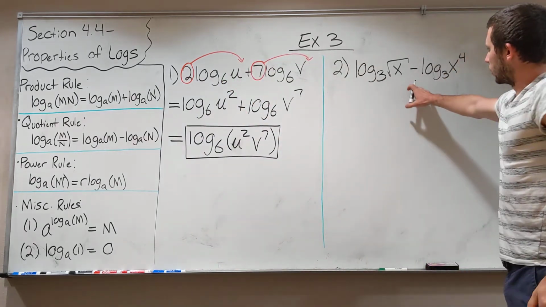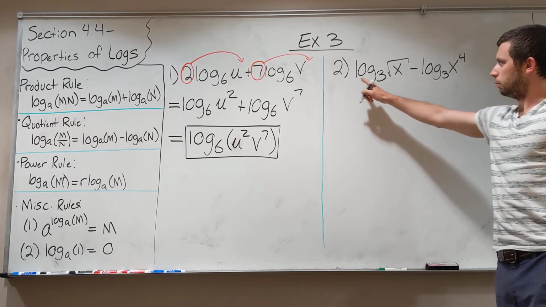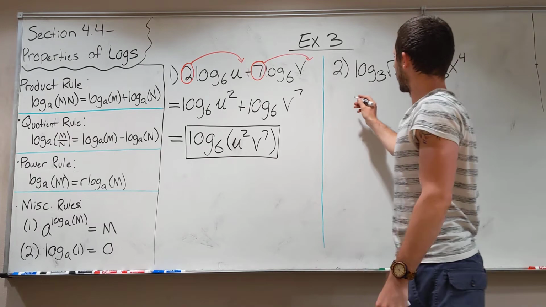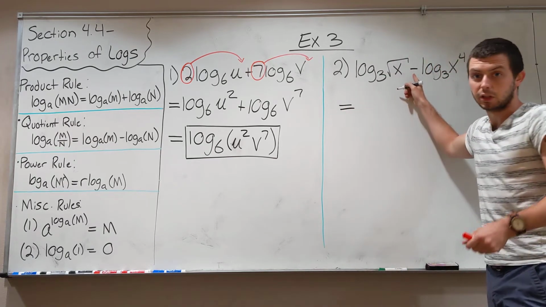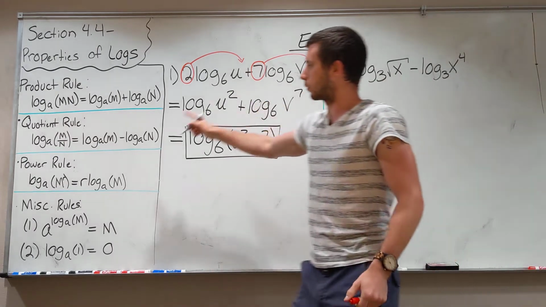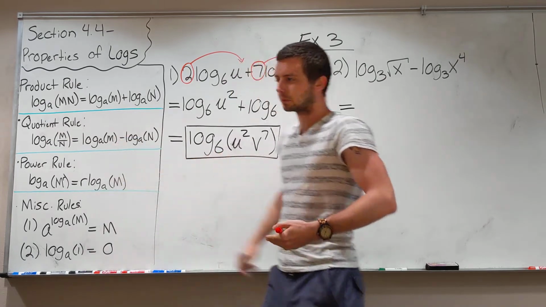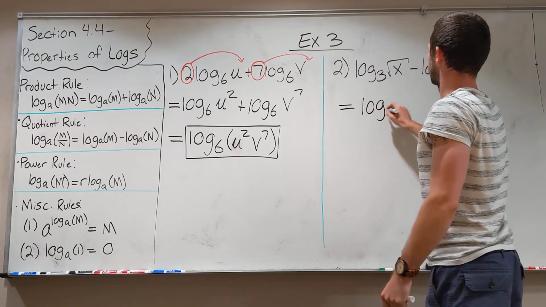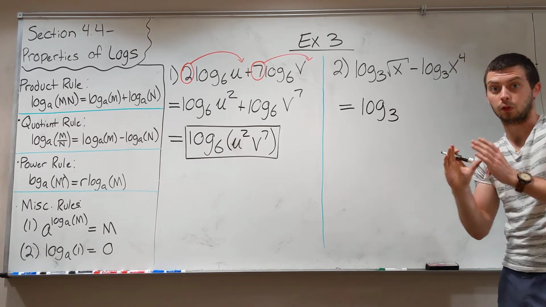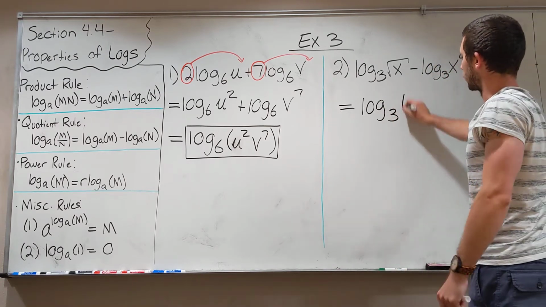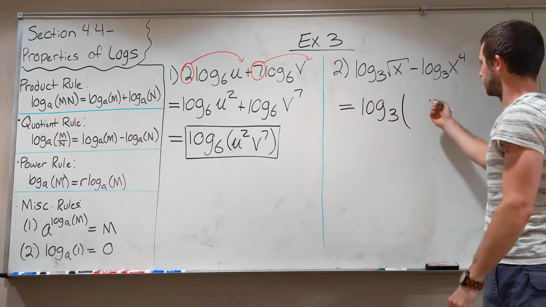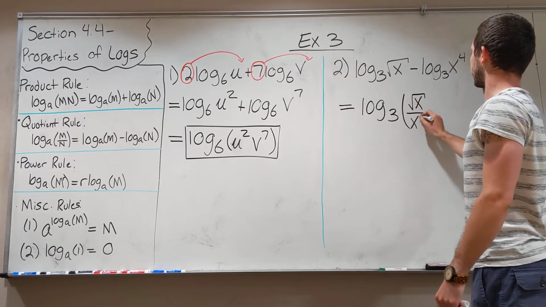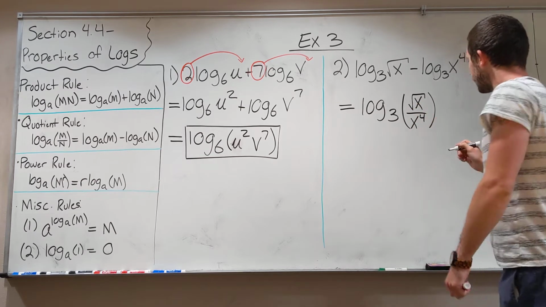So we go ahead and look at this, and well, there's no numbers in the front, so we can go ahead and use the quotient rule. That's what the minus represents here. So the minus rule, or the quotient rule, tells us we can combine these as one logarithm, and that logarithm will now be evaluating a fraction where the square root of x will be in the numerator and the x to the 4th is in the denominator.